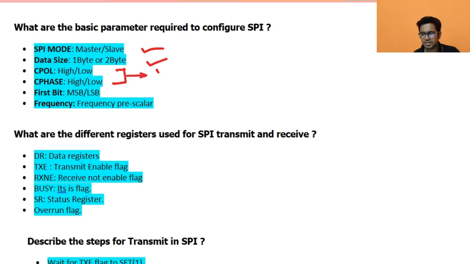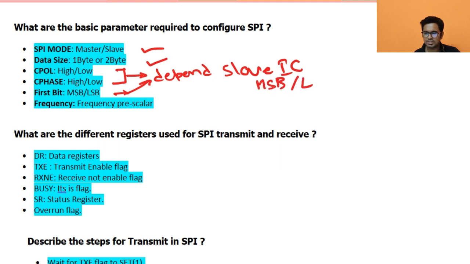This configuration depends upon the slave IC with which you want to communicate. Also, whether the slave IC wants to receive the MSB first or the LSB first depends upon the slave IC. When you get the data sheet of an IC, all these things will be mentioned. Now, frequency: for frequency you need to configure the prescaler. Frequency decides the speed at which you want to communicate the data.